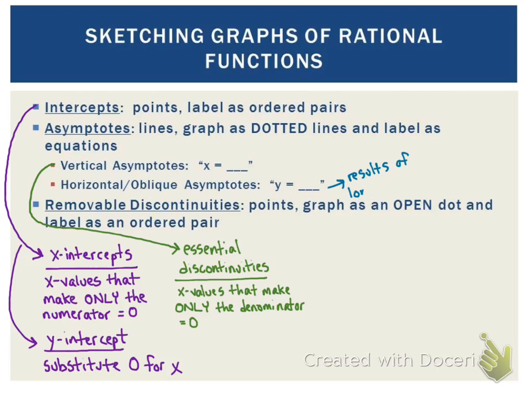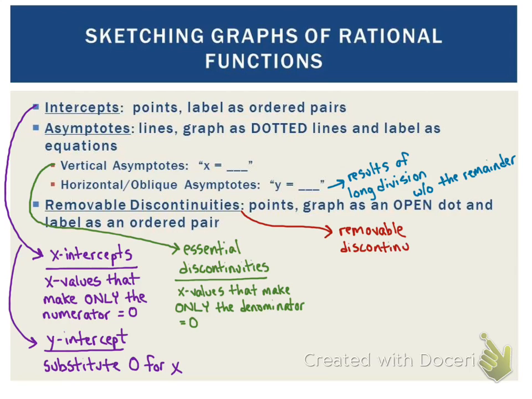The horizontal or oblique asymptotes are the graphical representations of the end behavior, and we get them from the results of the long division without using the remainder. They're also going to be graphed as dotted lines, but they might be diagonal lines, horizontal lines, or they might look like some other function like a quadratic or a cubic function. It all depends on whatever the result of the long division is.